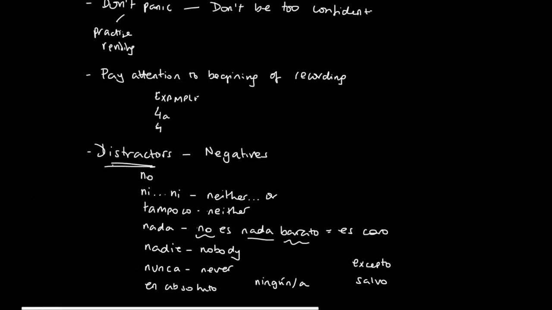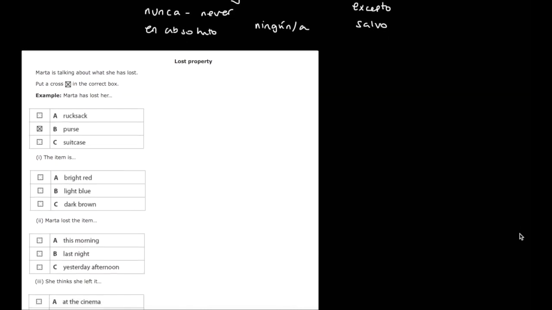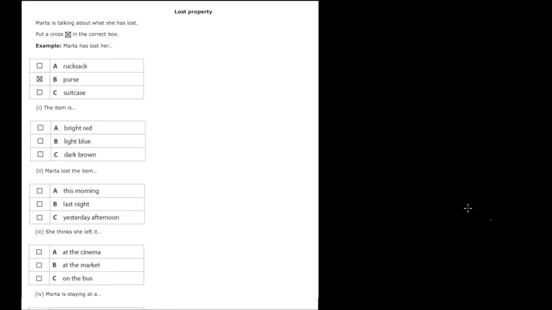So we're going to start having a look at the first type of question that we might come across as our crossover question. And it's this one. The first thing we need to do, as I said, is look at the title. It's lost property. So what do we need to do here? We're going to look at the title, lost property, and we are going to start reading the question. Marta is talking about what she has lost, and we need to put a cross in the correct box.